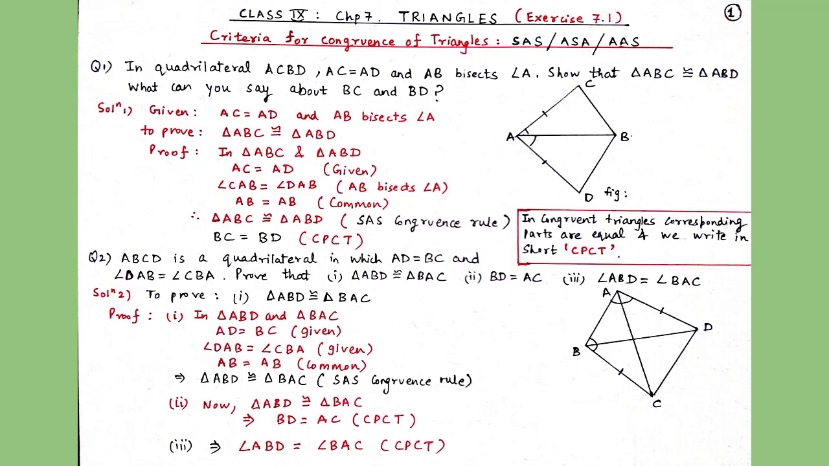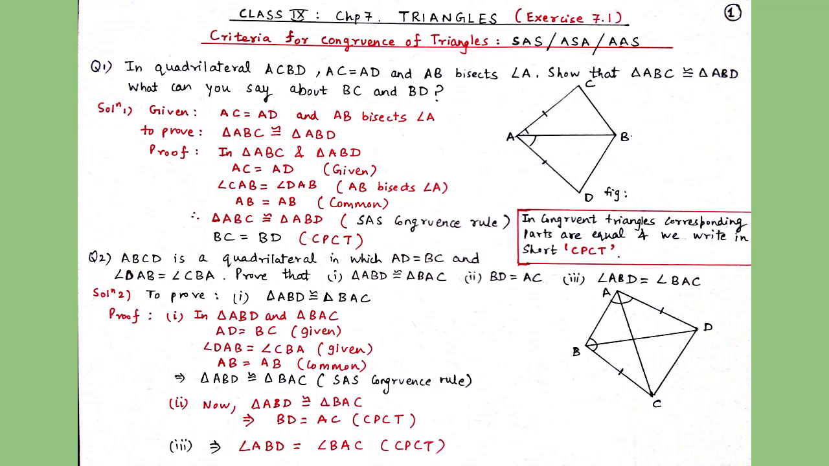Since we have to prove triangle ABC congruent to triangle ABD, we will consider two triangles, that is, triangle ABC and triangle ABD. From the figure, AC is equal to AD and angle CAB is equal to angle DAB. Students, also write the reason why they are equal. They are equal because AB bisects angle A, and AB is equal to AB. It's a common side. Therefore, students, triangle ABC is congruent to triangle ABD by side angle side congruency rule.